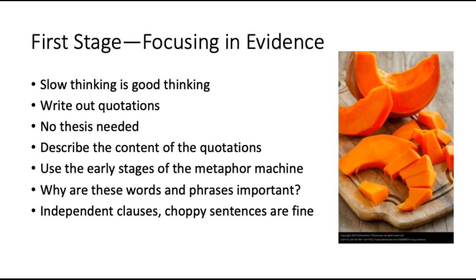If you got those little tiny quotations that are 1 line long, some of you did, that was fine for the discussion area. But now for writing the essay, you want quotations of 3 to 6 lines, and get 4 of them, and then write them out in the sheet I'm going to give you, the PDF. And use the early stages of the metaphor machine. That's what we're going to be doing.